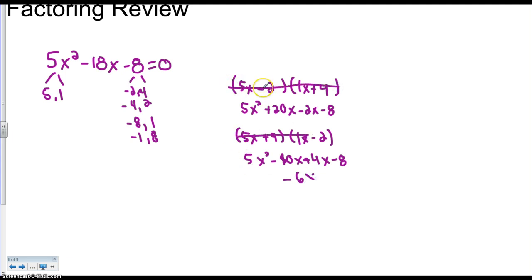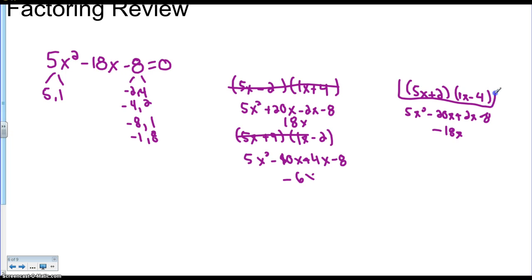Now there is something that I can learn from this one, that I do get an 18x. And I am looking for a negative 18x. So if I switch the negatives right here and see what happens, I get 5x plus 2 and then 1x minus 4. So I get 5x squared minus 20x plus 2x minus 8. So what happens is I do get the negative 18x that I was looking for. So I know this is what the original problem factors out to be.